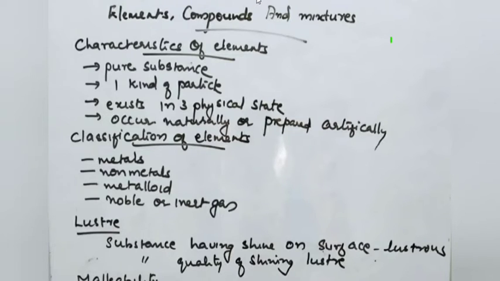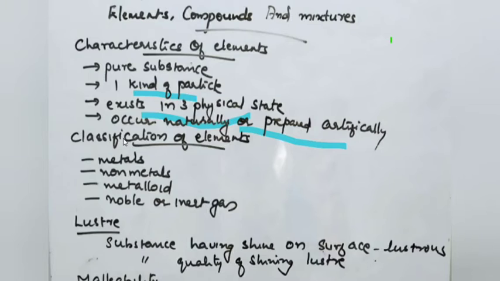It is made up of only one kind of particle. So they are pure substances made up of one kind of particle and exist in three physical states: gas, liquid and solid, and occur naturally or are prepared artificially. Talking about elements, they are pure substances, as told already, made up of only one kind of particle, and they exist in three physical states, solid, liquid and gases, and occur naturally.